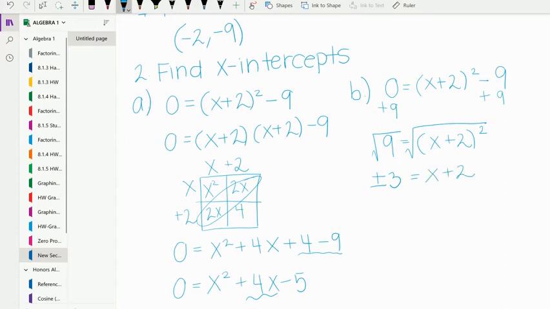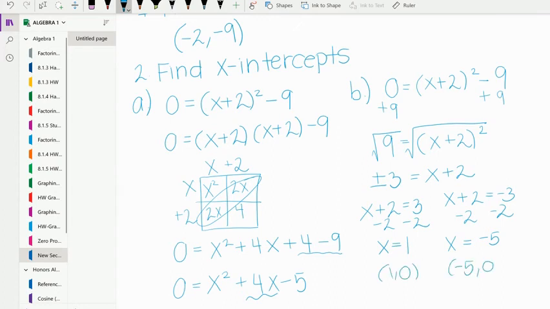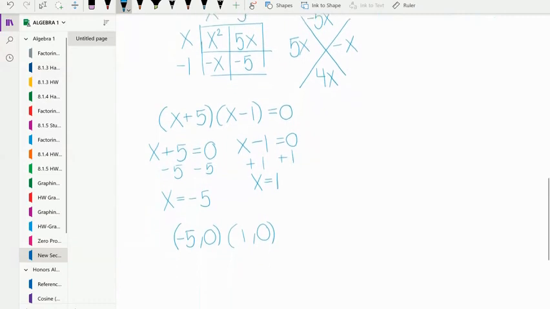You just get this. And then what I like to do is kind of make this two different equations. So we'll have x plus 2 equals +3 and x plus 2 equals -3. And then you're going to solve. So you subtract 2, so x equals 1. Subtract 2, so x equals -5. So then our x-intercepts are (1, 0) and (-5, 0). So that was definitely a little bit more advanced. However, when you look at the process versus A and B, it takes a lot less time.